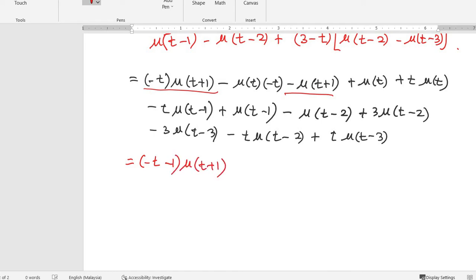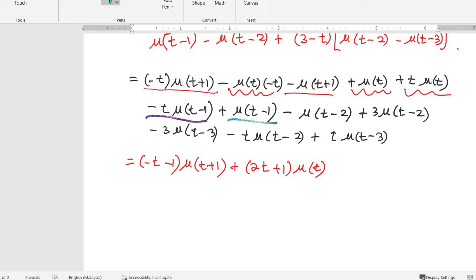And then you group this one, u(t), this one also u(t), this one also u(t). So you group these and you get (2t+1)u(t). Okay, and then you can group this one, u(t-1), also u(t-1). So this one you get (1-t)u(t-1), then followed by t-2.